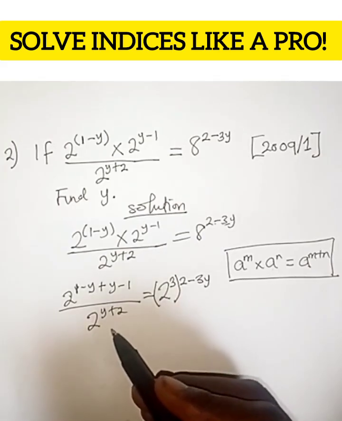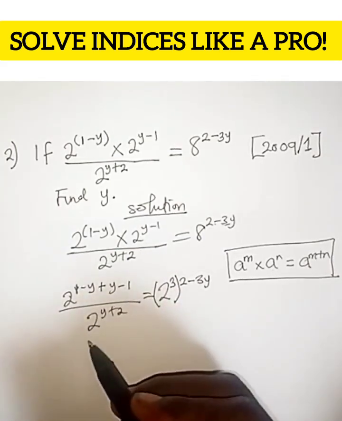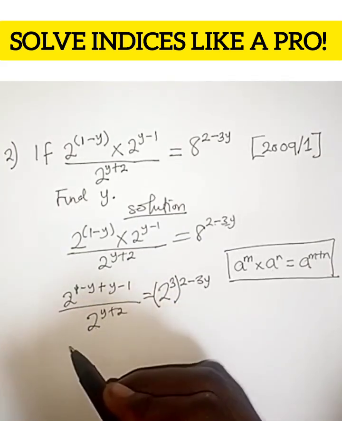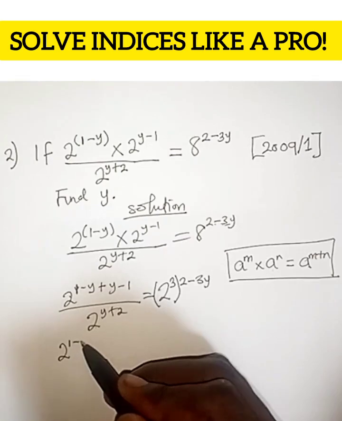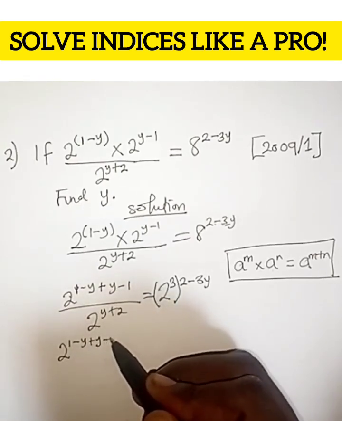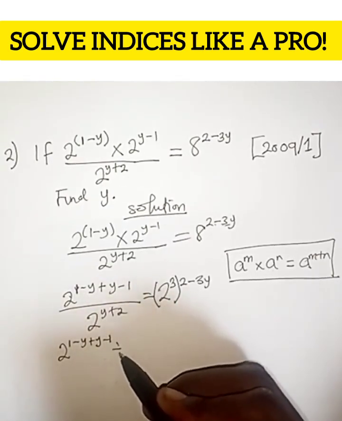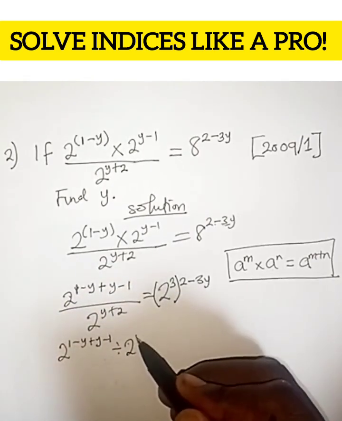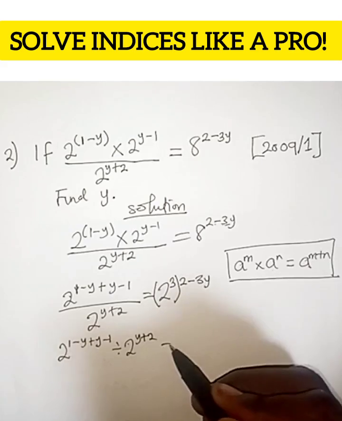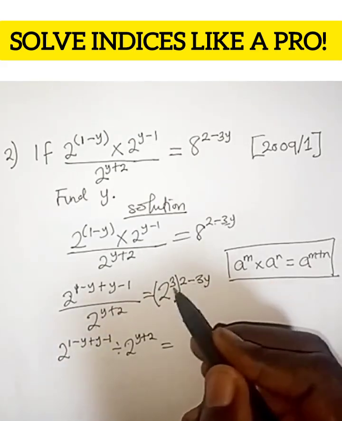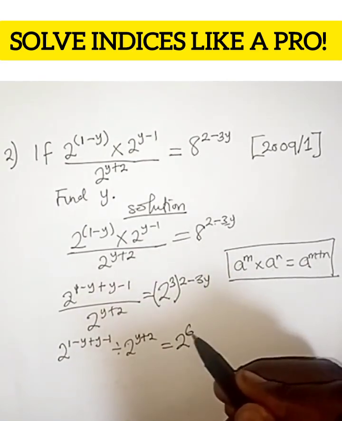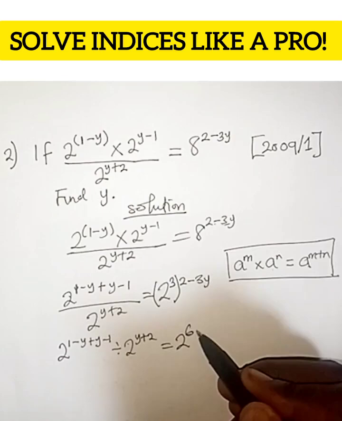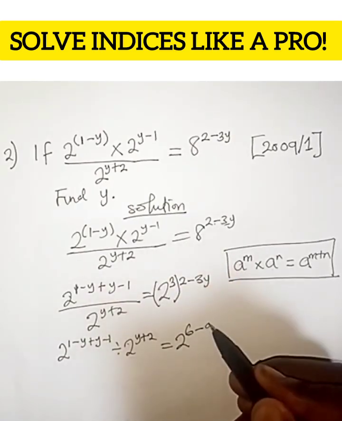Now in this case again, this can be written as 2 raised to power 1 minus y plus y minus 1, divided by 2 raised to power y plus 2, equal to, then we can multiply out the power here. So you're going to have 2 raised to power 3 times 2, 6. Then keep your negative sign. This times this, you have 9y.